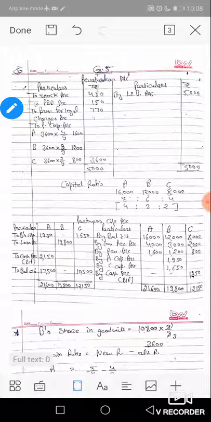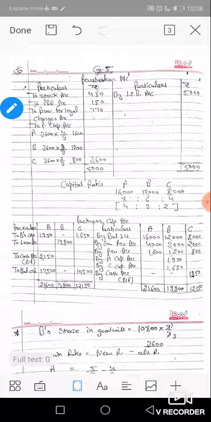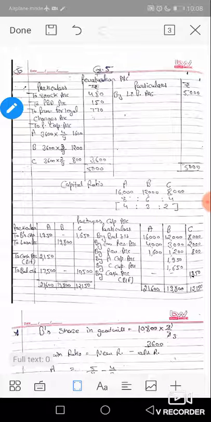All adjustments excluding point number 6 are the same as our previous numerical. I will tell you point number 6 again: the total capital of the new firm is fixed at 28,000 and these 28,000 will be divided between A and C in their new profit sharing ratio, that is 5:3.